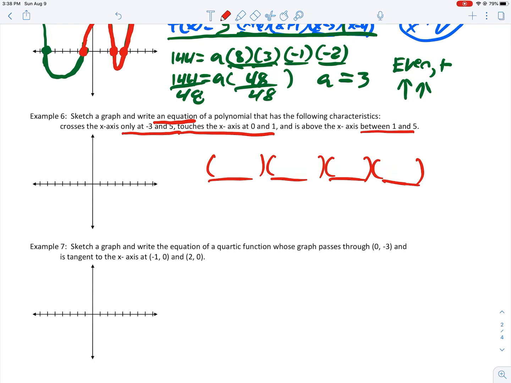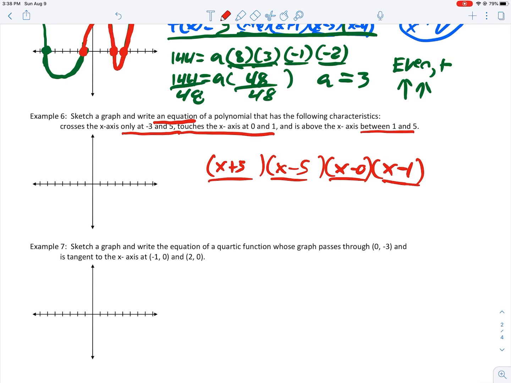Okay, so we have x plus 3. We have x minus 5, we have x minus 0, we have x minus 1. Now some of you might ask, well, why is it not x plus 0? Right, x plus 0, doesn't matter. It's 0.